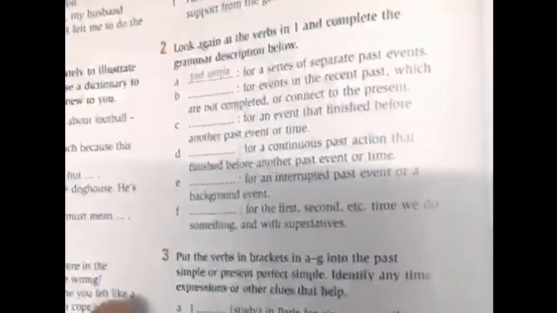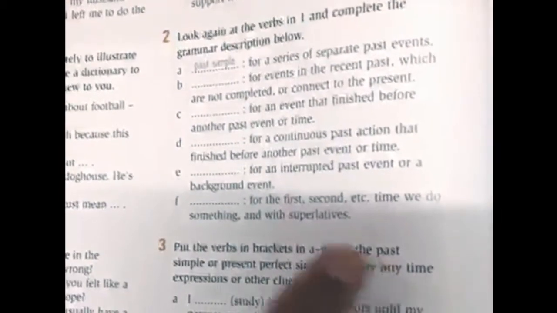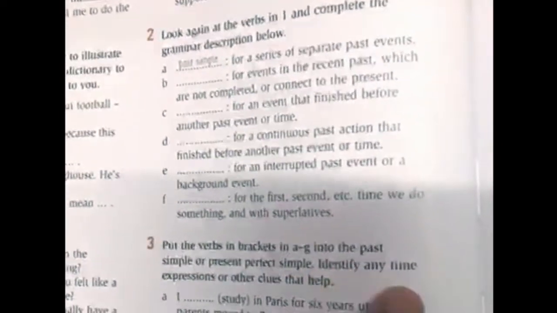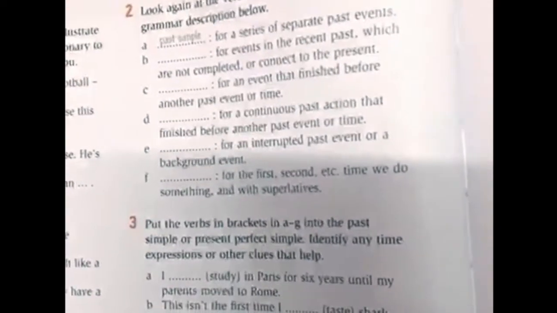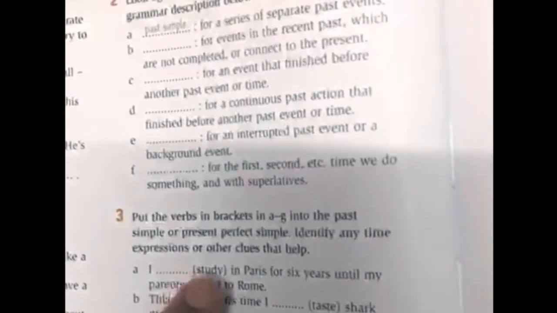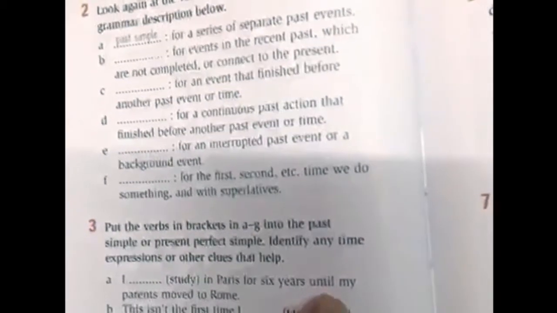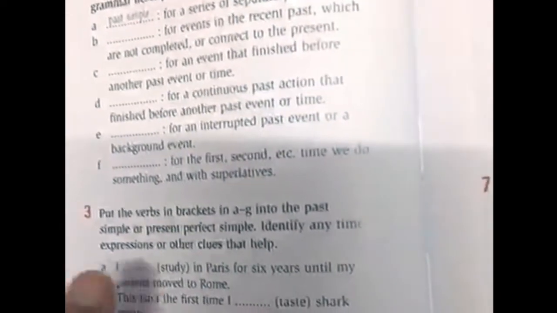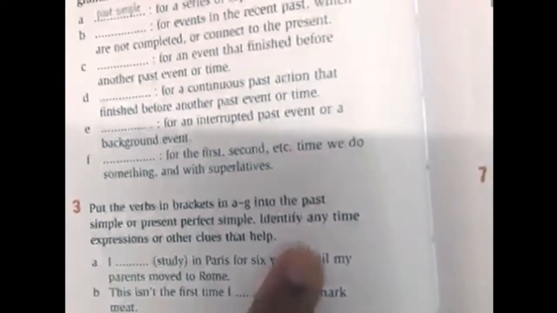And moving on to activity number 3, put the verbs in brackets in A to G into the past simple or present perfect simple. Identify any timed expressions or other clues that help. For example, I studied in Paris for 6 years until my parents moved to Rome. So you have to fill in the blanks with past simple or present perfect simple. And you can also find any expressions to help you with the answer.